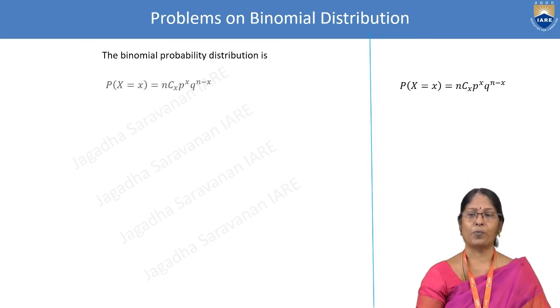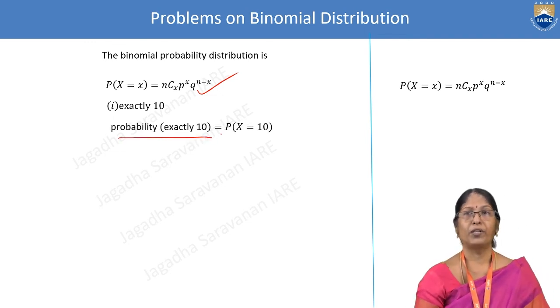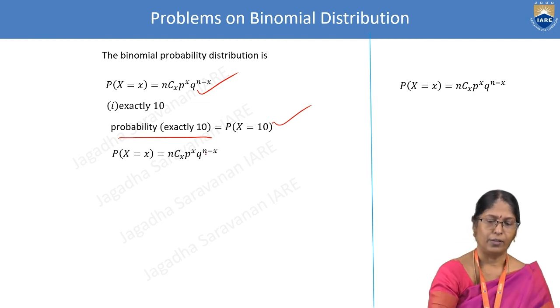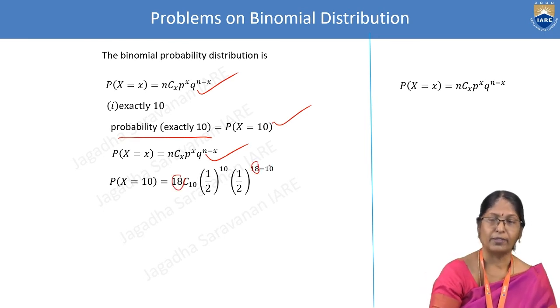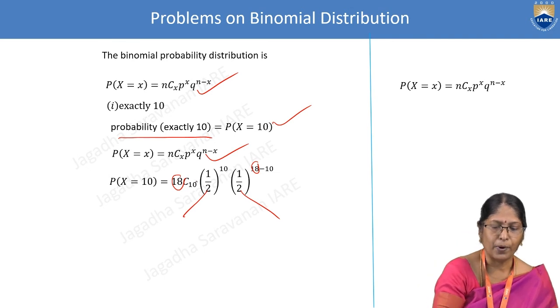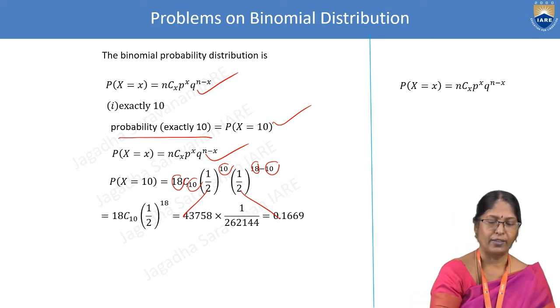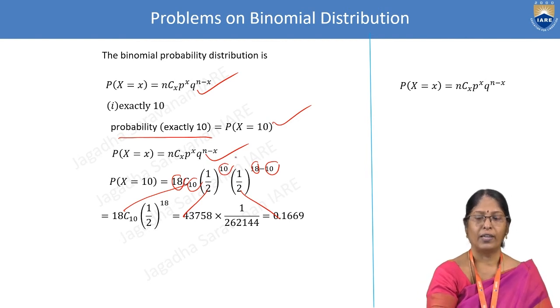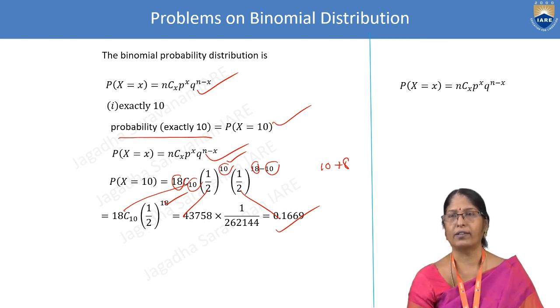So the binomial distribution formula, for exactly 10, is P of X equals 10. The 18 takes the place of N, with P, Q, and this is the place for X. So 18 is written as it is, then 1 by 2 to the power 10, and 18 minus 10 is 8. So 10 plus 8 becomes 18. The final answer we got is 0.1669.